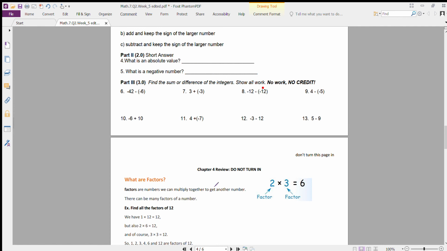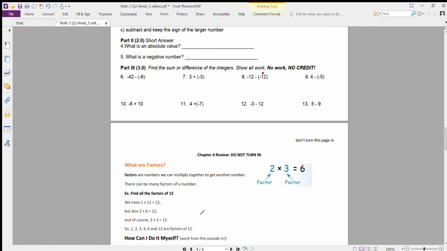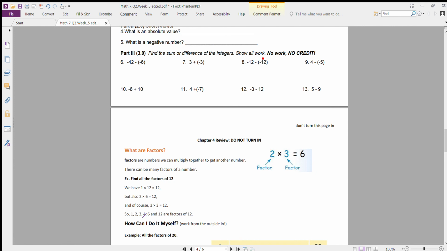This is what we learned from quarter 1. So what are factors? Factors are numbers we multiply together to get another number. So 2 and 3 are called factors of 6. Find factors of 12. That's pretty easy. 1 times 12 is 12. We also have 2 times 6 is 12, and 3 times 4 is 12. So 1, 2, 3, 4, 6, and 12 are factors of 12.